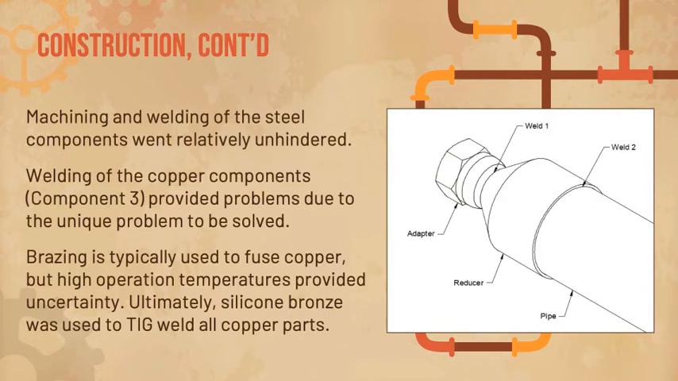Ultimately, it was decided that silicone bronze would be used to TIG weld all the copper components together. Welding with silicone bronze is a risky venture due to the toxic fumes it emits. However, the welder took precautions to weld the copper pieces together successfully with no other issues.